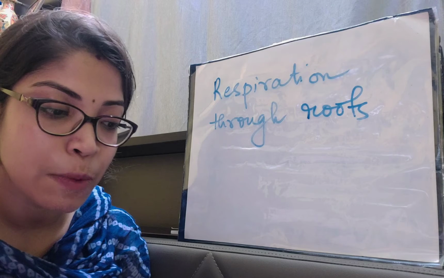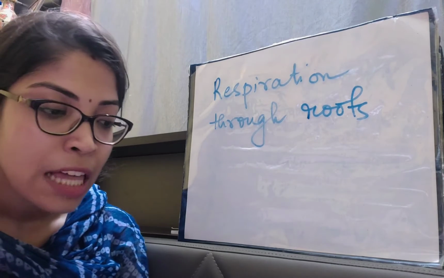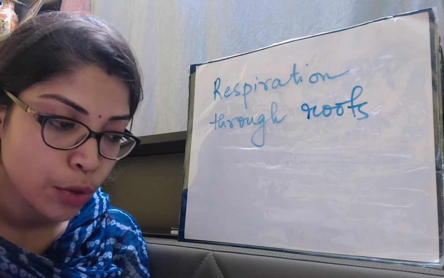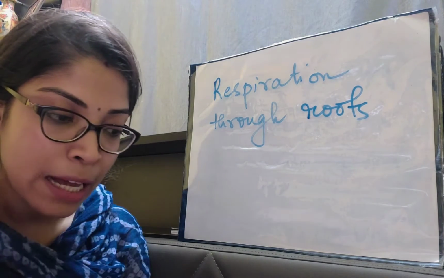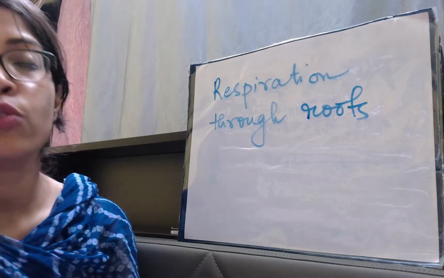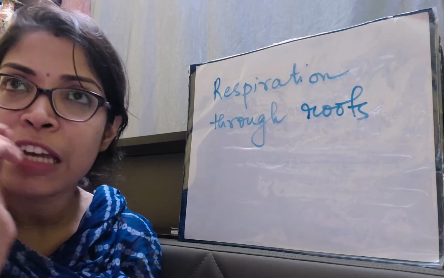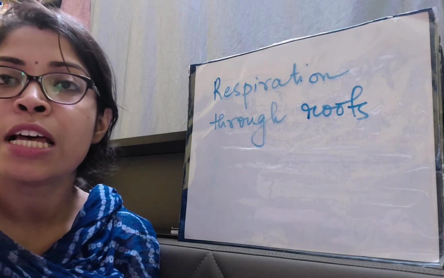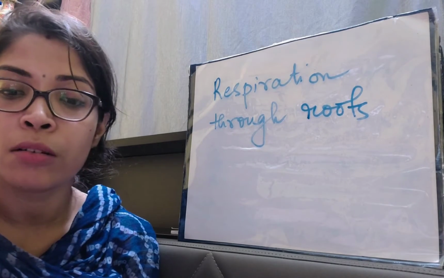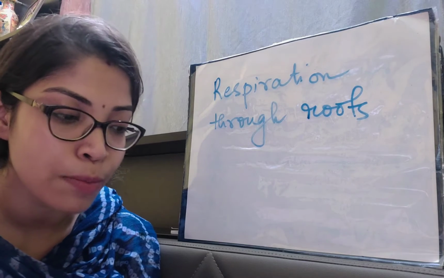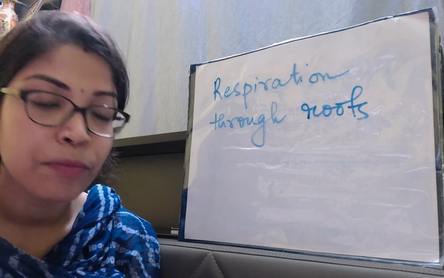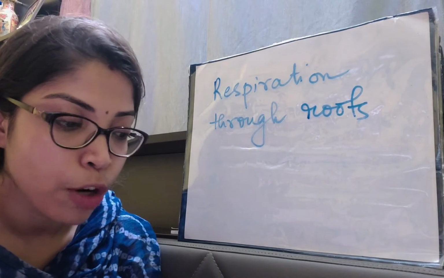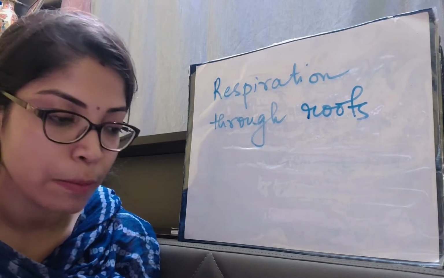Air is present in the spaces between the soil particles. The oxygen in this air is absorbed by root hairs present on the roots. From root hairs, it is supplied to all the parts of the plant. So the root hairs, the very minute roots present on the roots, not only absorb the water from the soil, they also absorb the air, the oxygen that is trapped within the soil particles. From the root hairs, it is supplied to all parts of the plant.